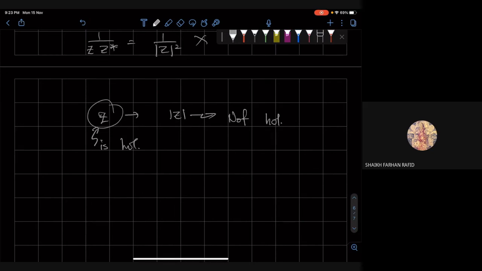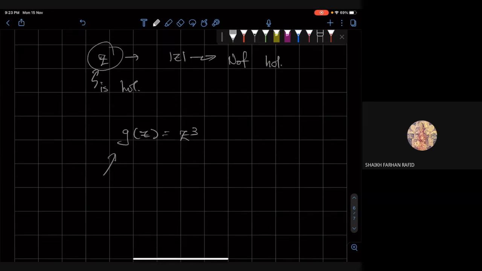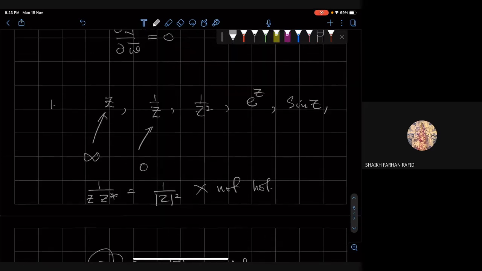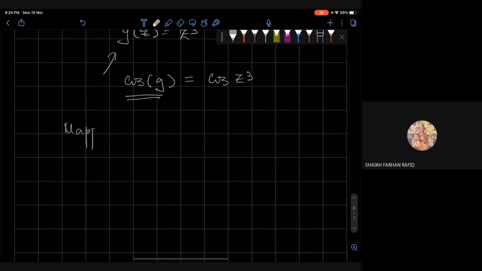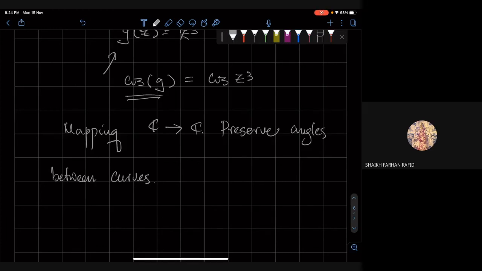Let's define g of z to be z cubed. This is a new holomorphic function. And cosine of g is cosine of z cubed, which is also a holomorphic function. Whenever you take a holomorphic function of a holomorphic function, you are mapping the complex plane onto itself. These mappings preserve angles between curves. They don't preserve the length, but they preserve the angles between curves, except at some special points.